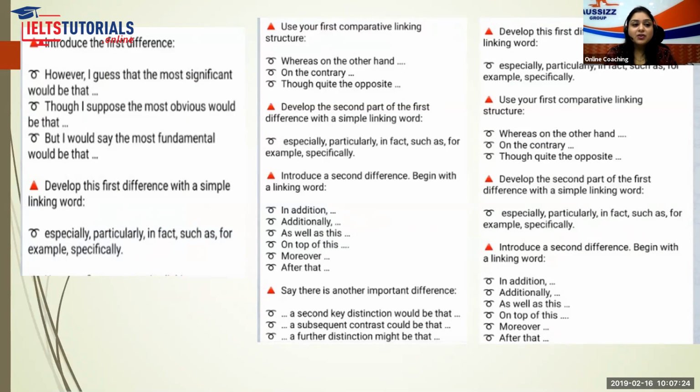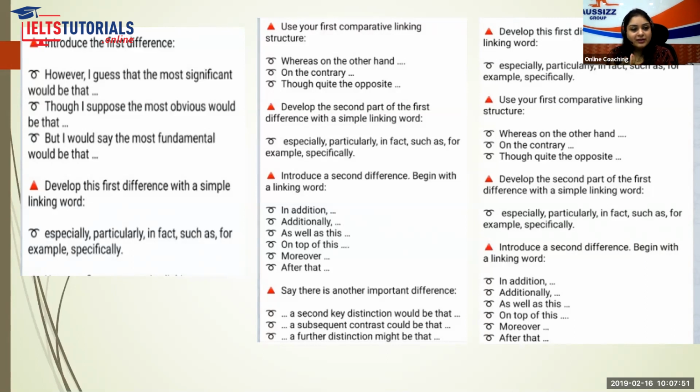"Though I suppose the most obvious would be that," but "I would say the most fundamental would be that." So fundamental, obvious, significant, these are the basic adjectives which add feathers on your head if you're adding these, because this is actually the cherry on the cake. See, there's a cake, and if you're adding a cherry, you'll be finding it attractive.